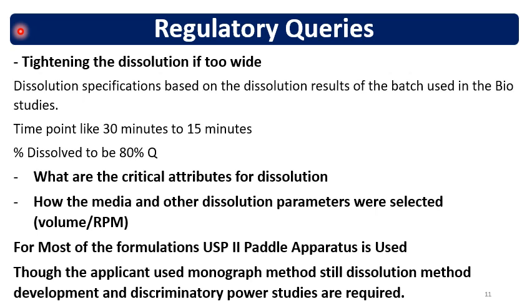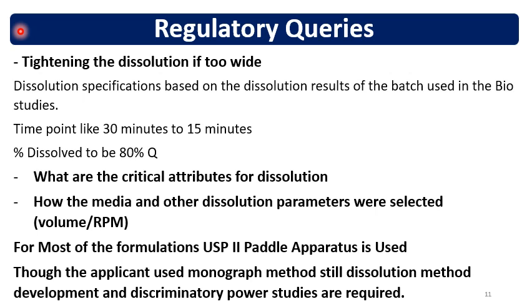For most of the formulations, USP apparatus 2 is used, and as per my experience and understanding, mainly for IR formulations USP 2 apparatus is used, and if it is a capsule formulation, then basket apparatus can be used. Though the applicant used a monograph method, still dissolution method development and discriminatory power studies are required.